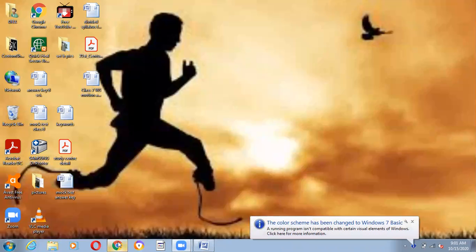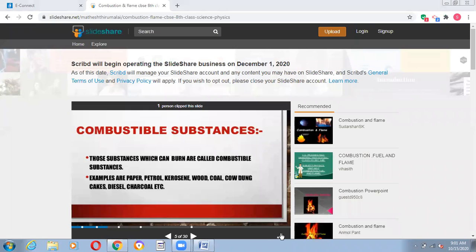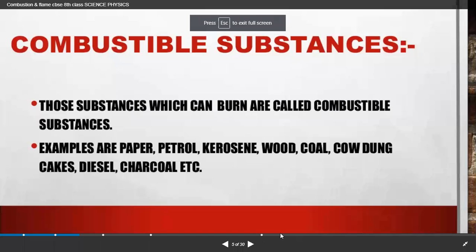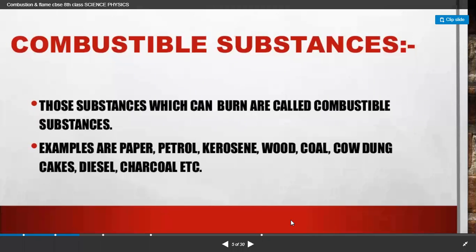So today, first of all, we are going to discuss combustible and non-combustible substances. As is clear from the name, those substances which can burn are called combustible substances. For example, kerosene, petrol, wood, coal, cow dung cakes, diesel.